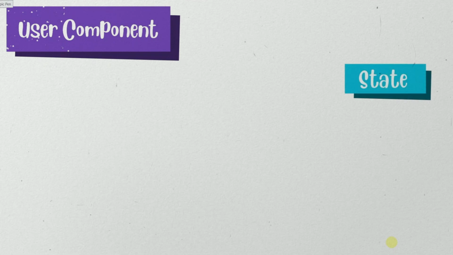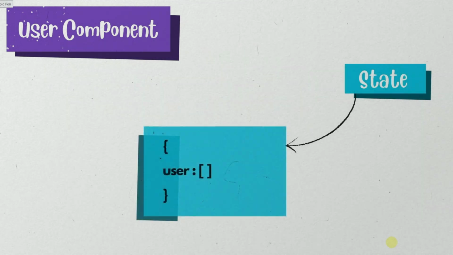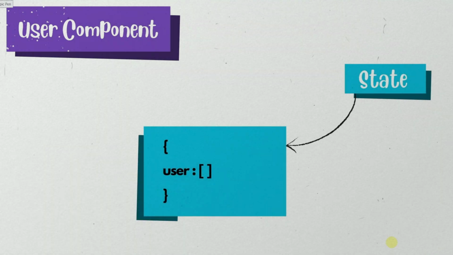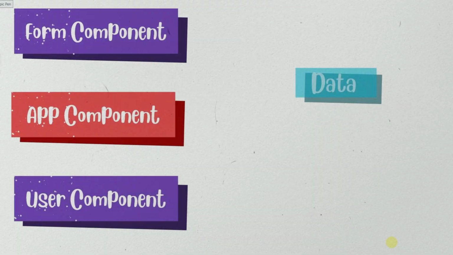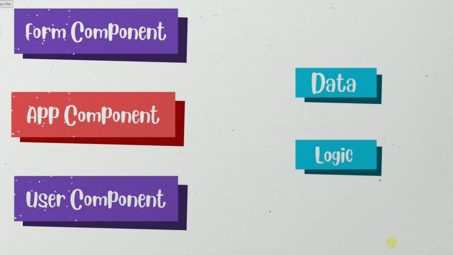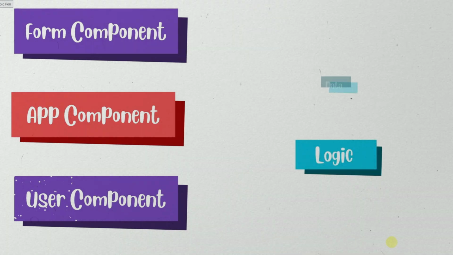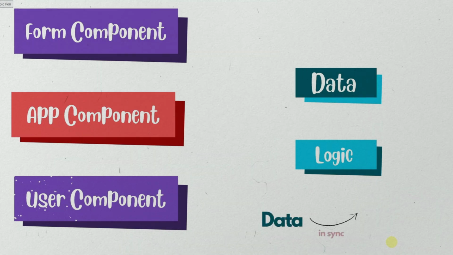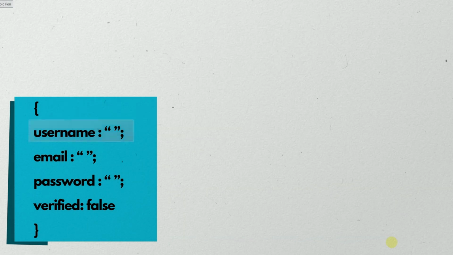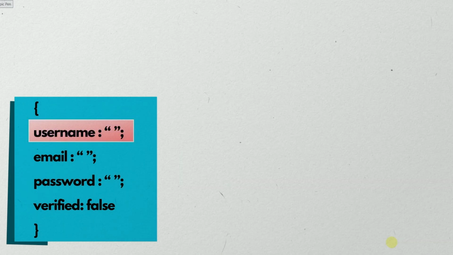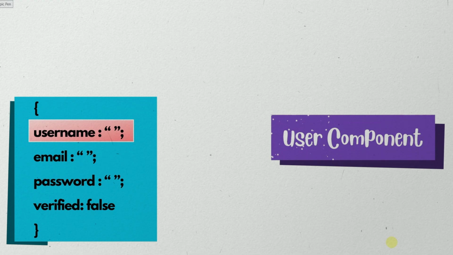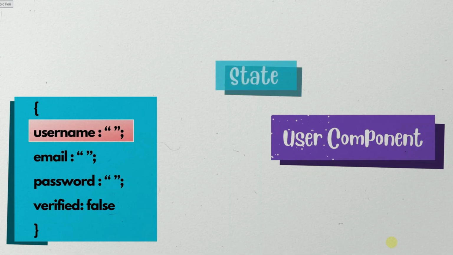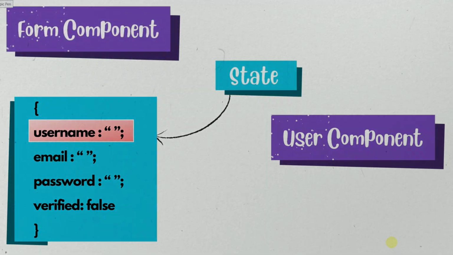And inside the user component also, I have its own state, which is also an object and that contains an empty array of users. So in React, each and every component has its own data and UI logic. Whenever there is any change in the data, the components will be re-rendered to keep the data in sync with our UI. But now I want to display the username who has logged in inside my user component. But this entire state is present inside the form component.